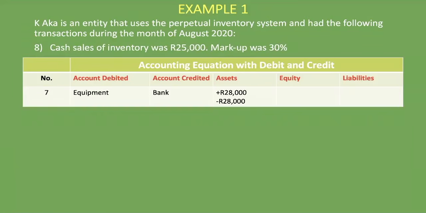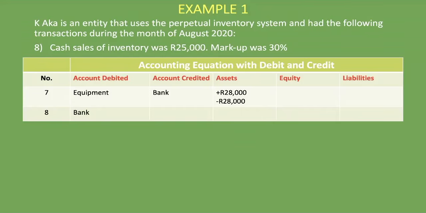We are told that the cash sales of inventory was 25,000 Rand, markup was 30%. Now here we sold inventory for 25,000 Rand and it had a markup of 30%. Now what do we have to do with the markup? Well, remember I said with every sale of inventory we have at least 2 transactions, and that is using the perpetual inventory system. Okay, so we're going to have those 2 transactions. The first one is to record the sale of the inventory. Well, it was a cash sale, so our bank is going to increase, and we put it on the debit side. Remember, our bank increases on the debit side, so we put the bank.